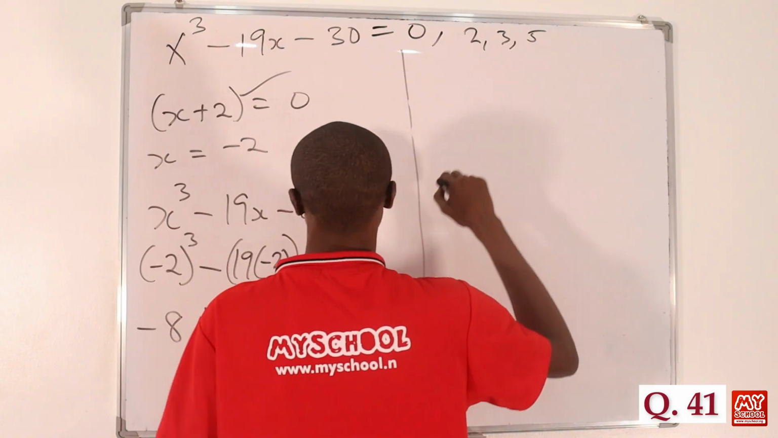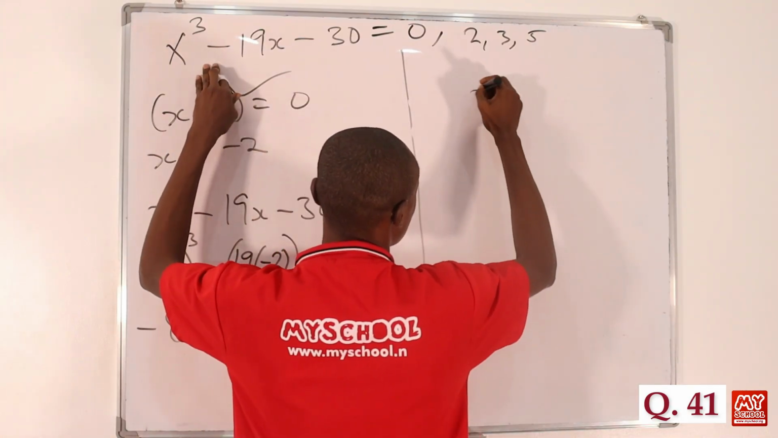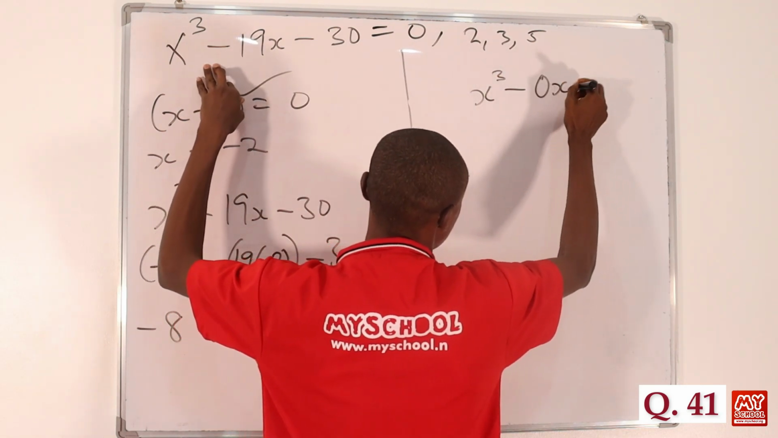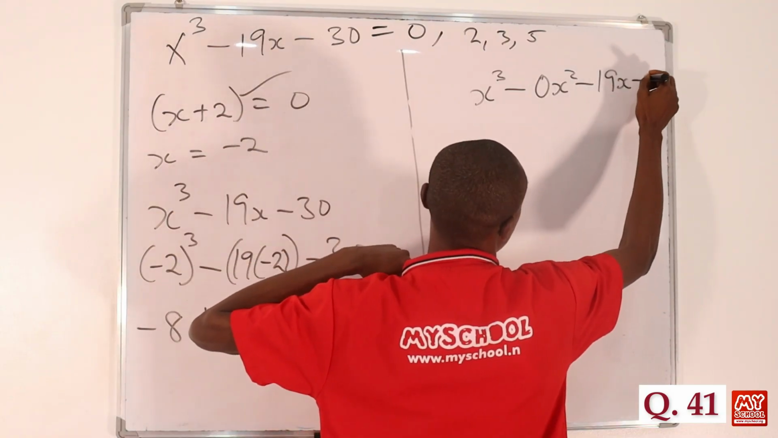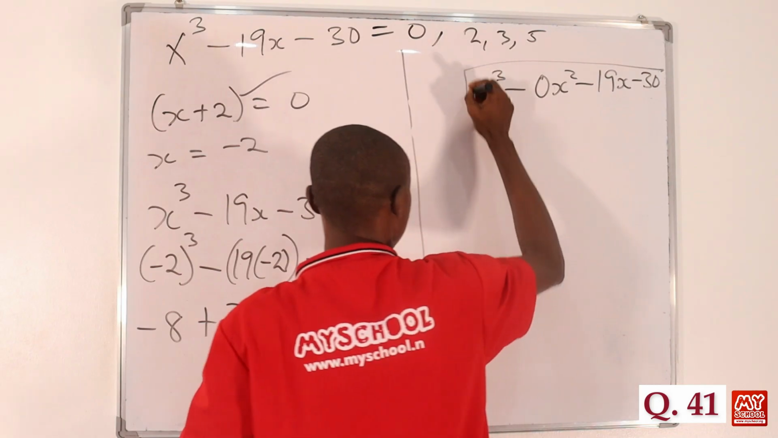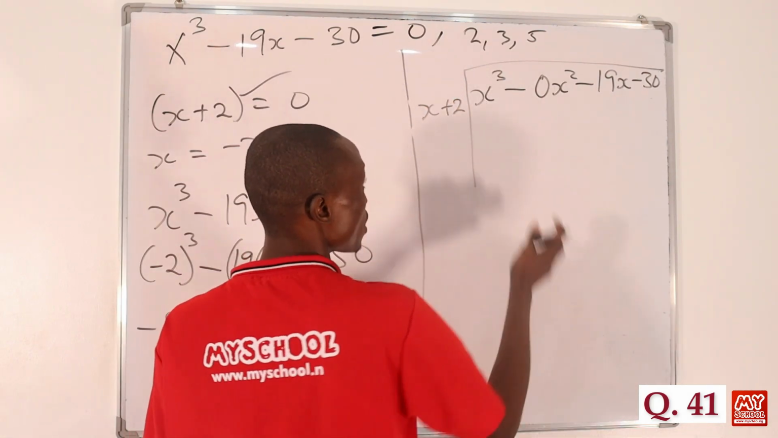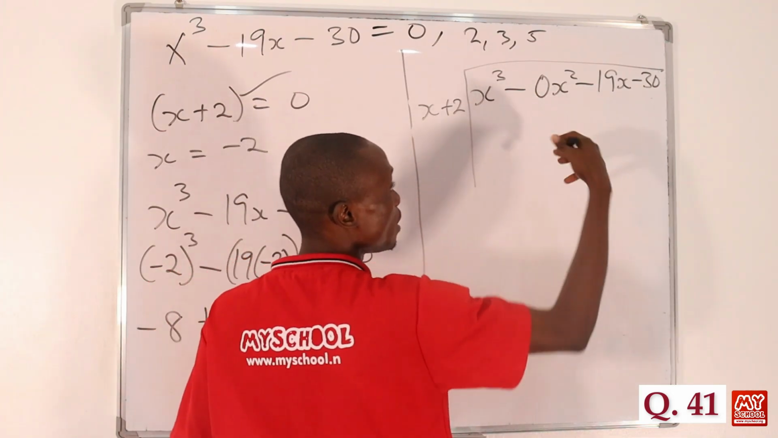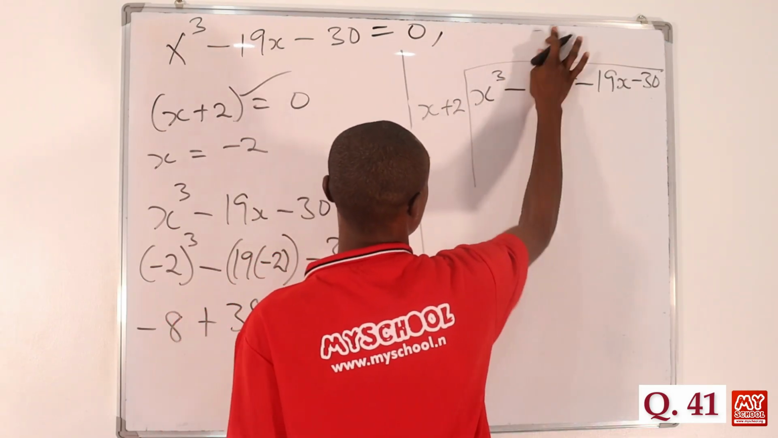So here we are going to rewrite this equation and nothing changes. We are going to rewrite it to be equal to x raised to power 3 plus 0 times x squared, then minus 19x, then minus 30, then divided by x plus 2. If you check very well, nothing changed, because 0 times x squared still remains 0. So let us divide now.